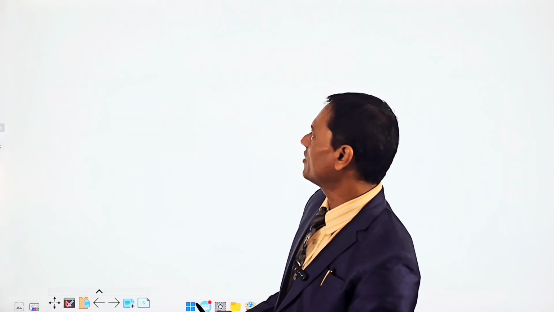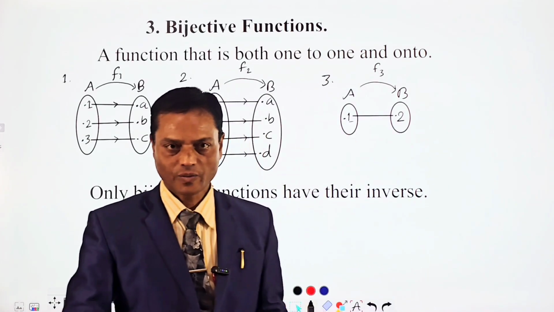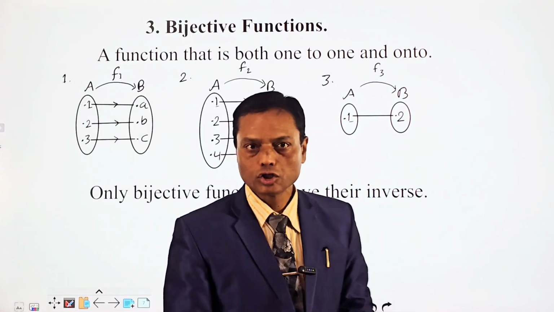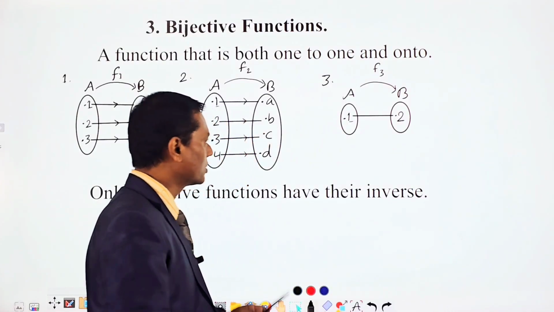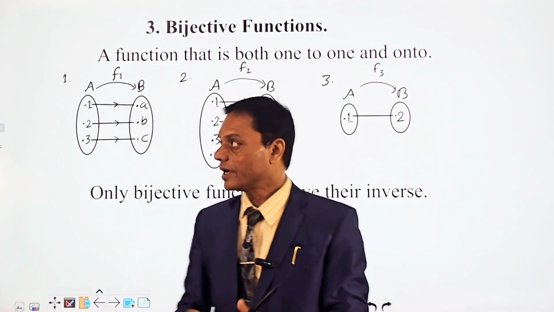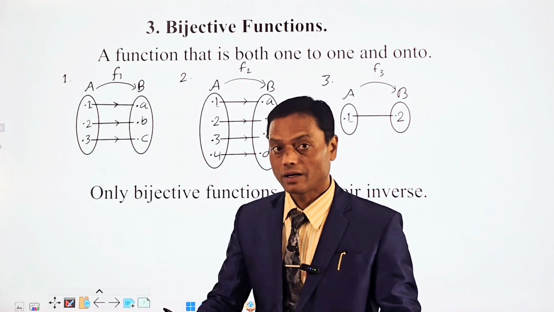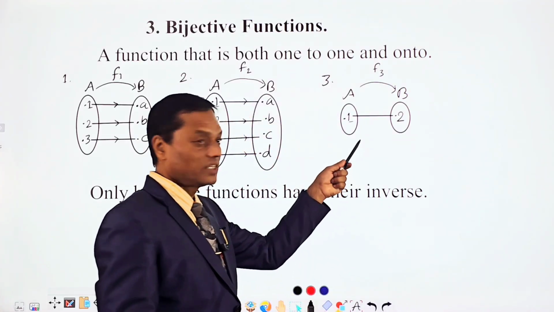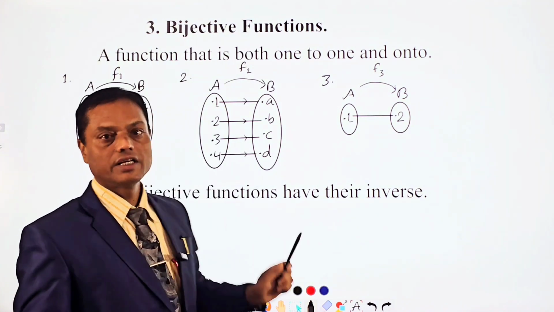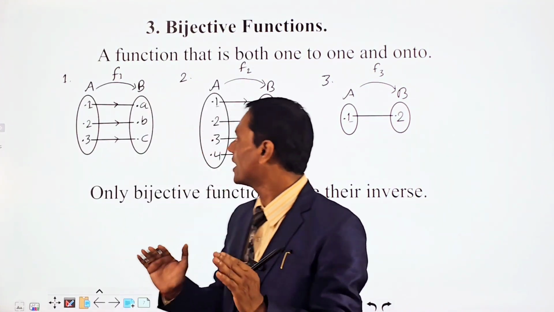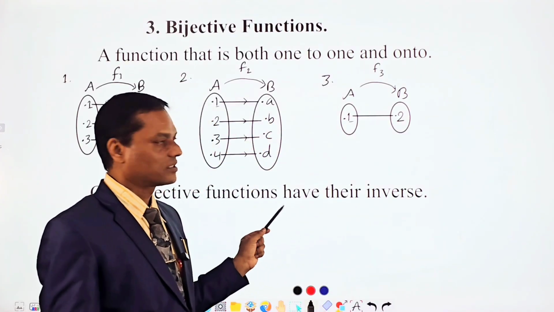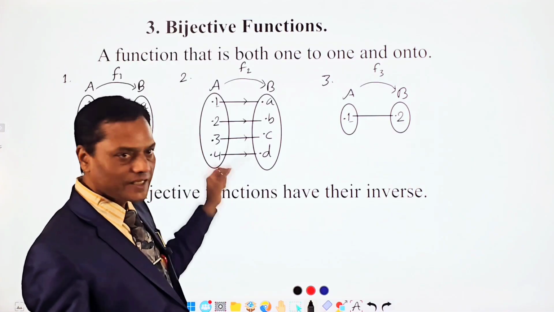Moving forward, we have bijective functions. Bijective: a function that is both one-to-one and onto. Sometimes the function may be one-to-one, and the function will be onto as well, so every output has one pair. If the function is one-to-one and onto, then such type of functions are known as bijective functions.